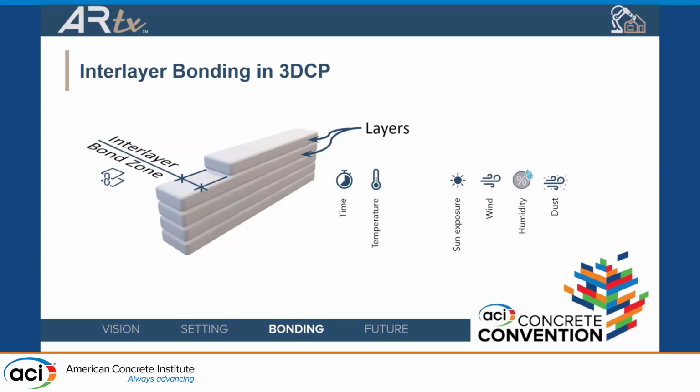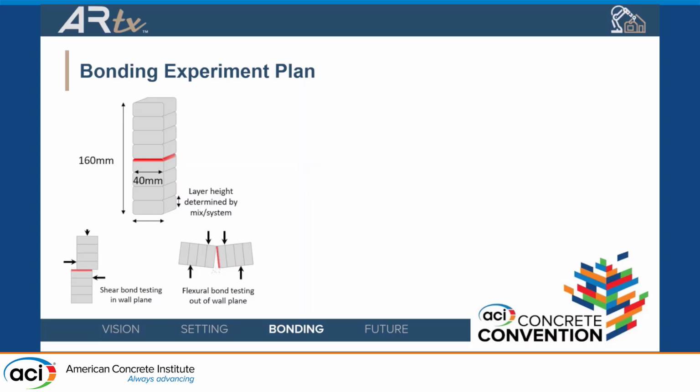So we started a new experiment plan with NIST as part of our phase 2 for our innovation research. In this, we are generating these mock prisms that are comparable in size to C348 prisms. So those are the cast flexural strength prisms. They're about 40 by 40 by 160.